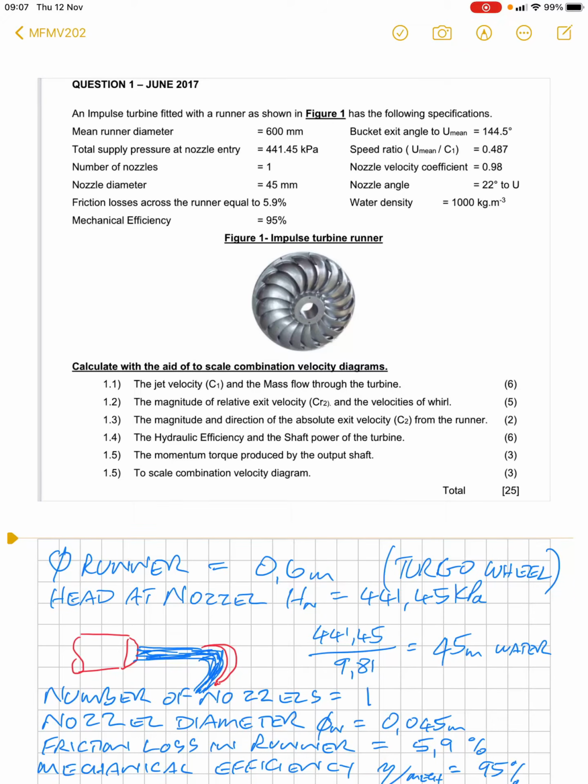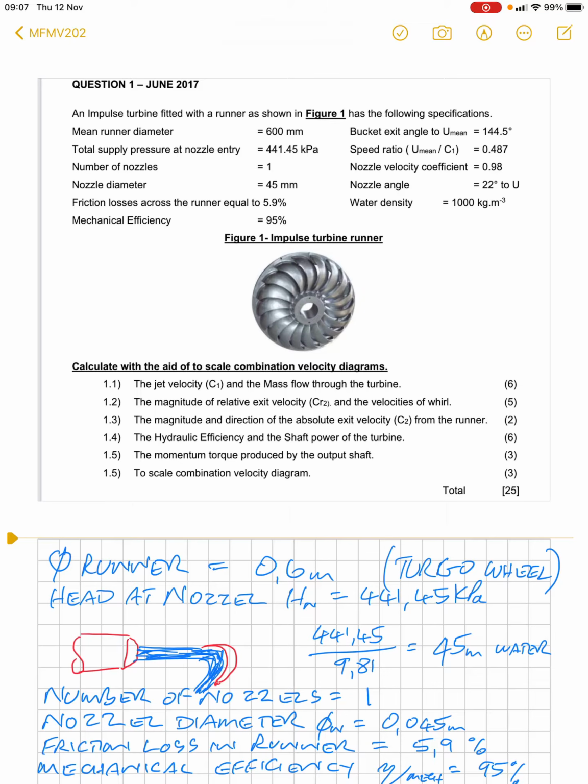This is tutorial 5 and question 1. An impulse turbine fitted with a runner as shown in figure 1 has the following specifications. Figure 1 shows us a turgo wheel turbine, and this type of turbine has the jet entering the blade and exiting on the other side.